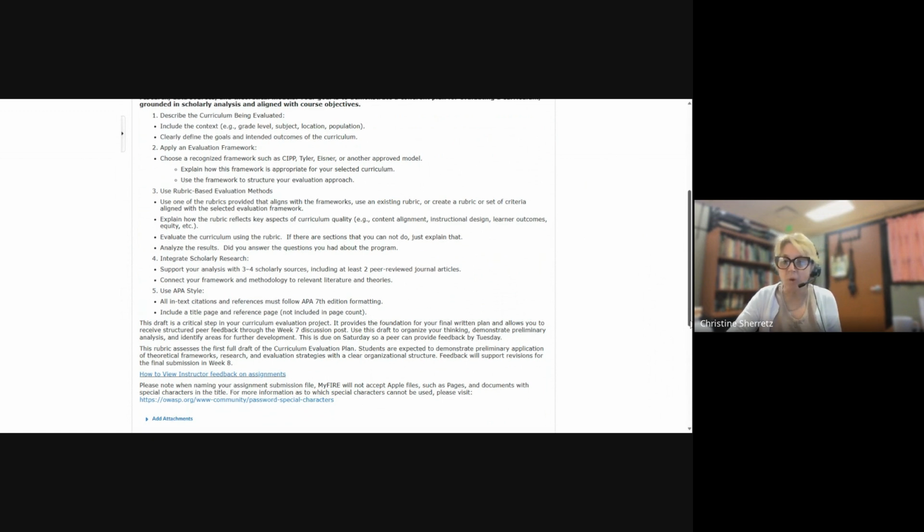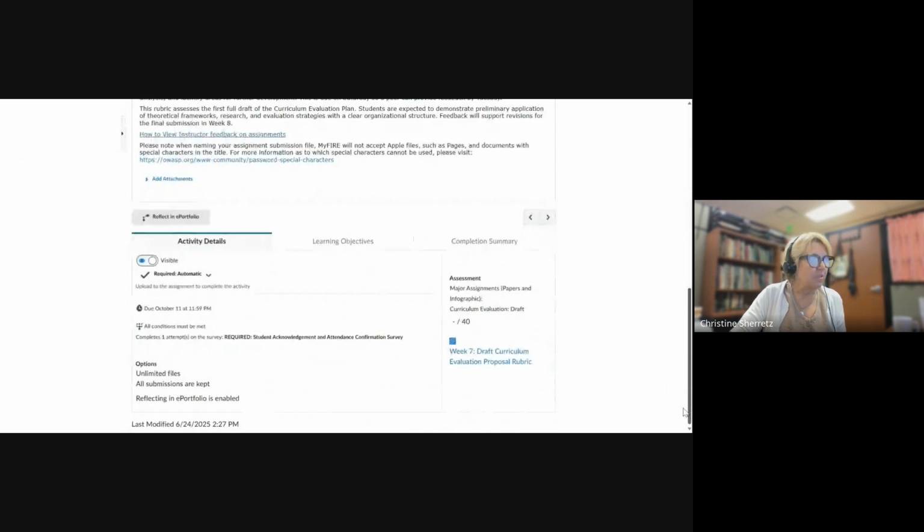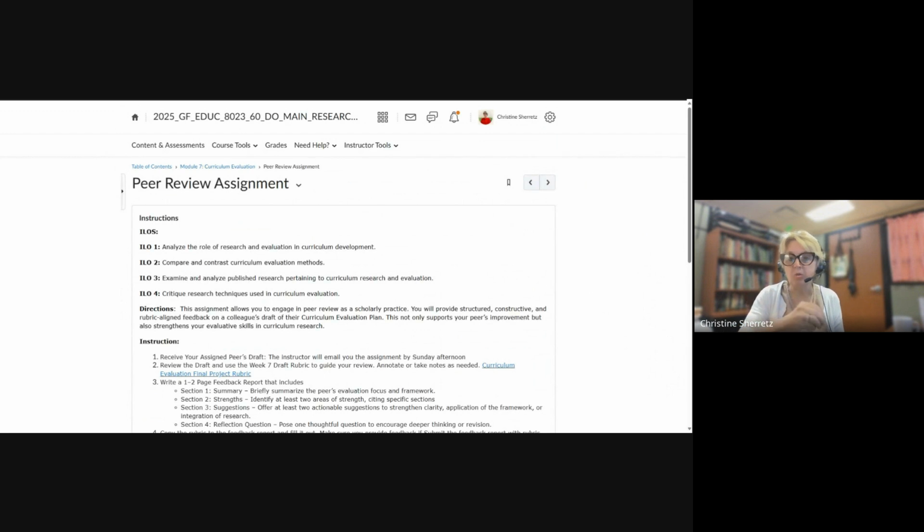This is a draft of your paper. Again, the whole point of this is for you as an educational leader to be able to look at a curriculum and evaluate it. Does it measure what it's supposed to measure? That's your first assignment. Now, this is a little bit different because usually your major assignment is due on Tuesday. This week, this draft, remember it's a draft, is due on Saturday.